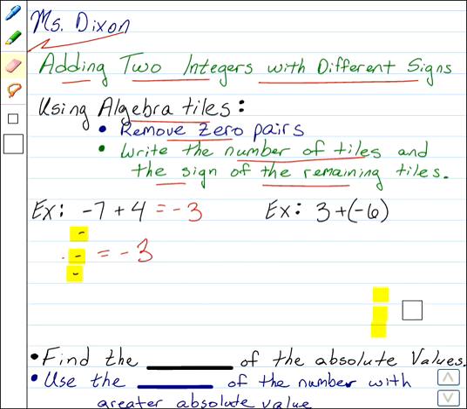and I'm left with 3 negative tiles. There's no more 0 pairs, so I'm done, and I have -3. So 3 plus -6 is -3.